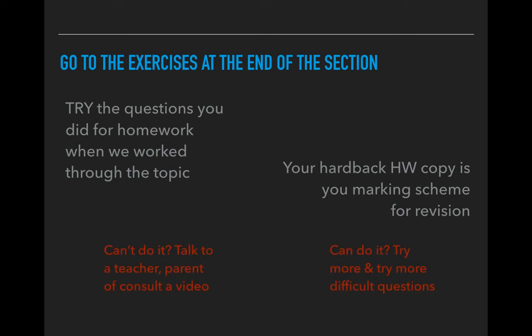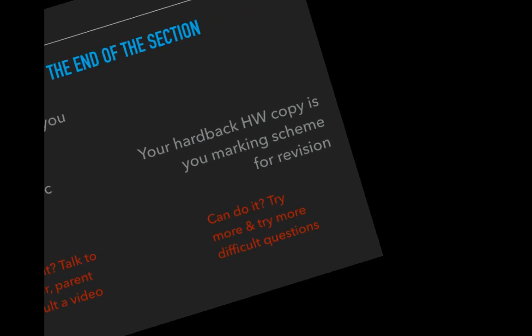If you get it, you go on to question 4 and repeat the strategy. If you get question 4, you go on to question 6 and repeat the strategy. So do the question and correct it with your homework marking scheme. If you can't, you talk to a teacher or a parent. So that really is what happens for each section. When you're done with a section, the next session, you go on to the next section in the chapter.